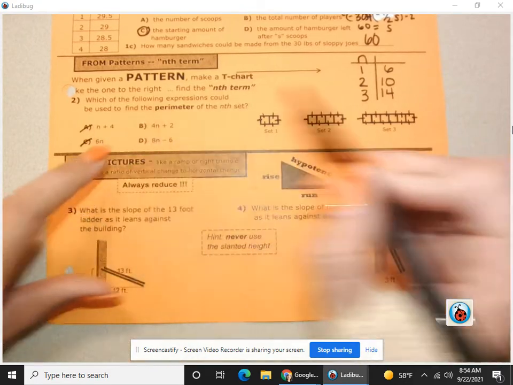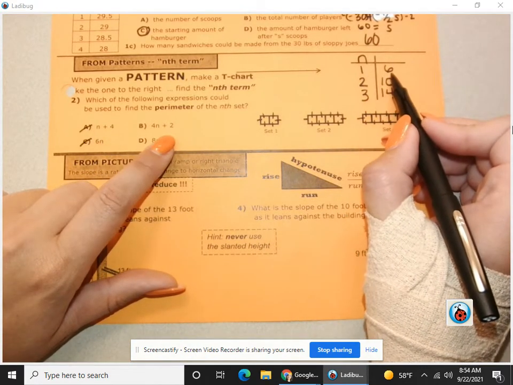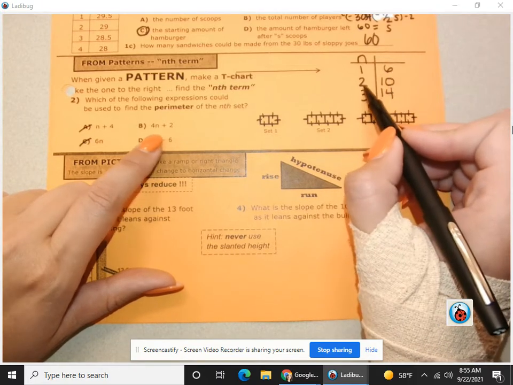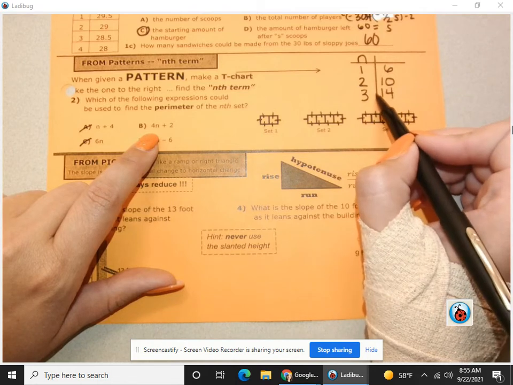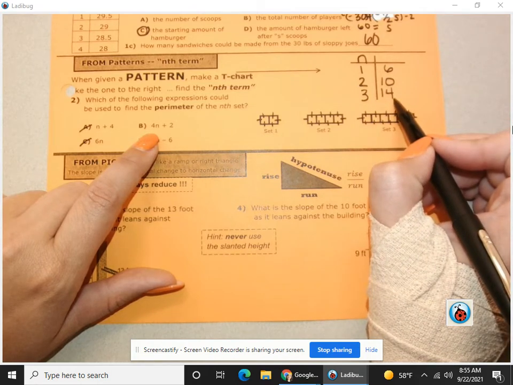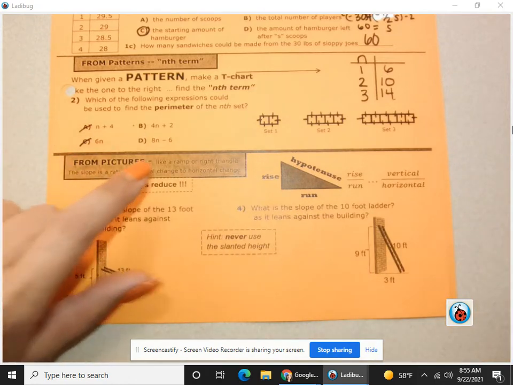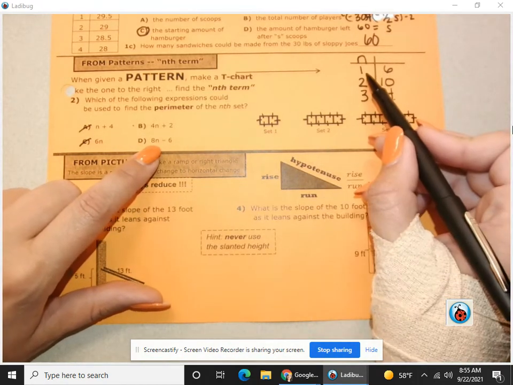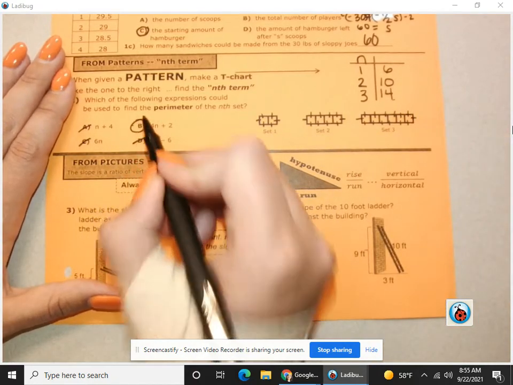No. Okay, so 4 times 1 is 4 plus 2, does that equal 6? Yeah. What about 4 times 2 plus 2, does that equal 10? Yes. 3 times 4 plus 2, 14? Yes. So that could be it. Just to double check, 8 times 1 minus 6, is that 6? No. So our answer would be B.